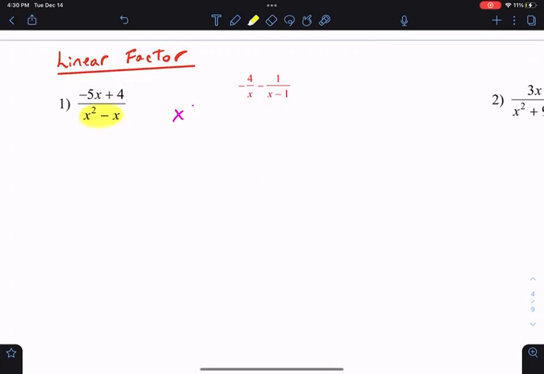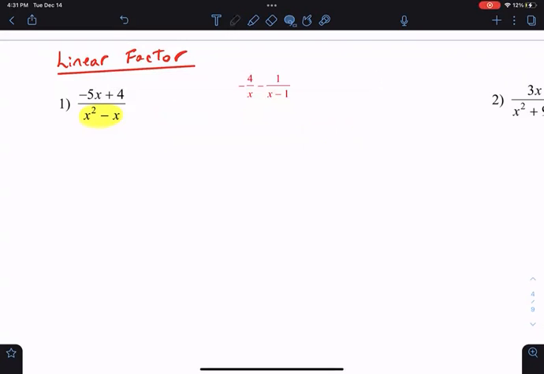Another thing I need to check is whether this is written as an improper fraction or a proper fraction, right? In this case, it is a proper fraction, so I don't need to worry about anything, because the degree of the denominator has to be greater than the degree of the numerator, right? That's the case in this situation, so I don't need to worry about that.